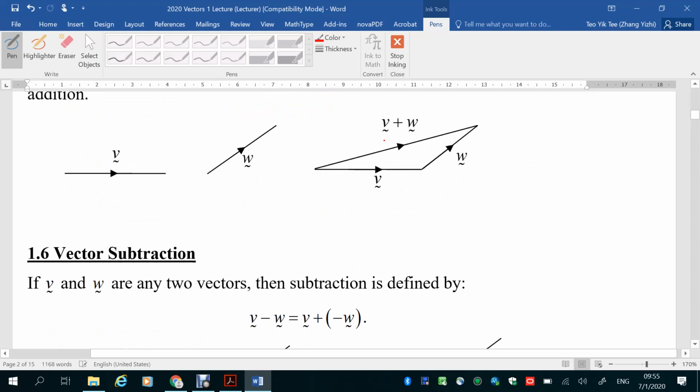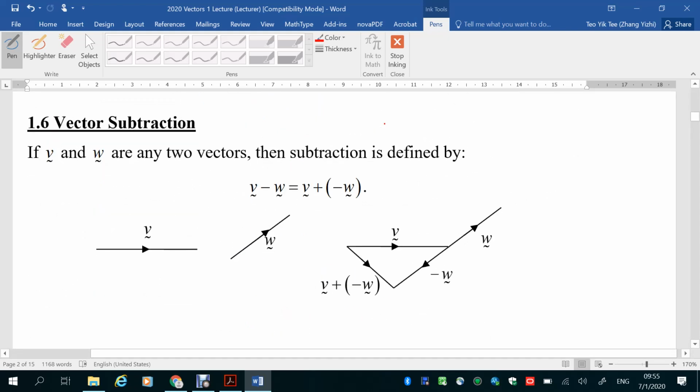So if you can do vector addition, how to do vector subtraction? Minus means opposite direction, right? But equal length. So V minus W. If this is V, this is W, so instead of going up, W is coming down. So V minus W, this is your resultant. Can you understand? Anybody lost so far? So far so good? Easy?